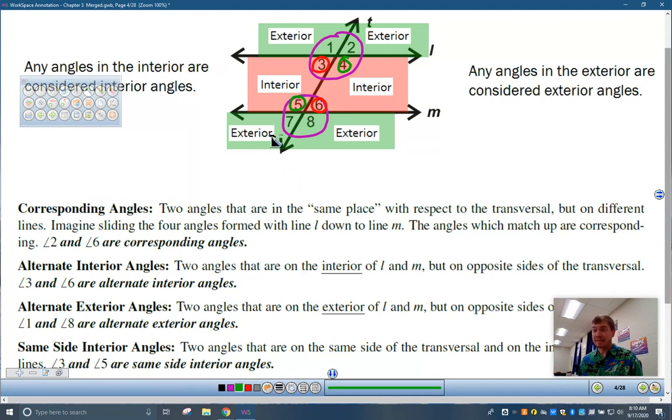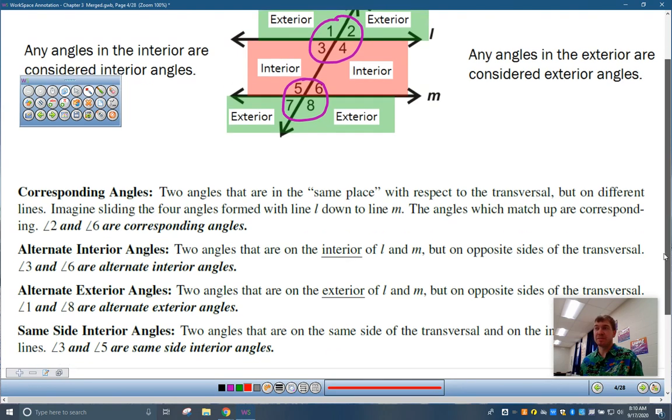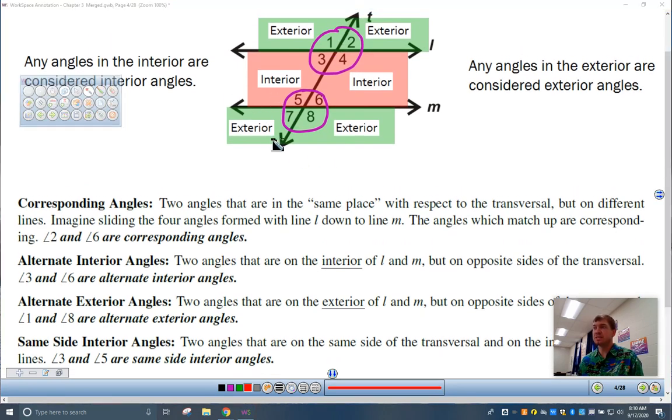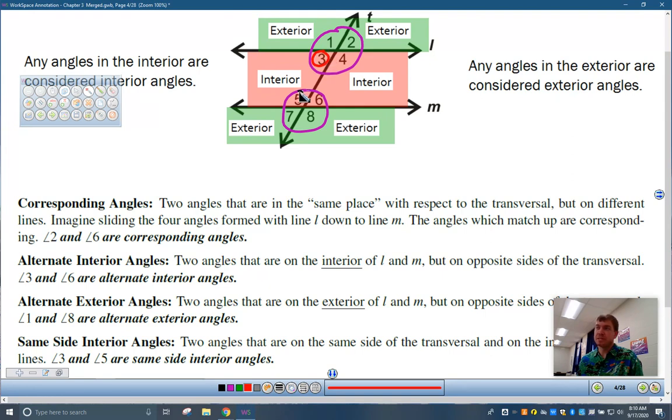Now that we've established that, alternate exterior angles would be angles like 1 and 8, or 2 and 7. The last is same side interior. Same side meaning same side of the transversal. So here's transversal T. Same side is 3 and 5. Those are same side interior. And also 4 and 6.